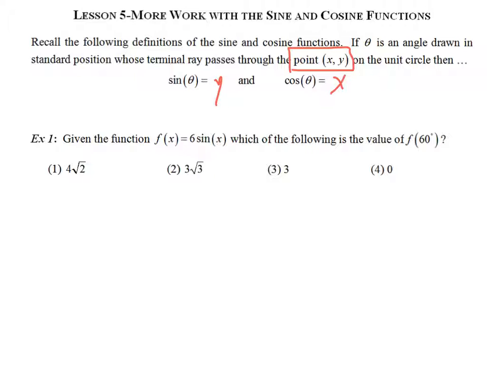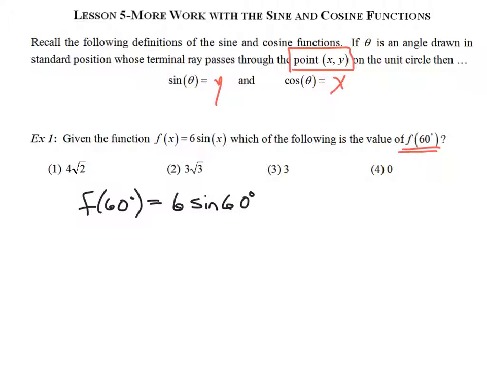So if I'm given the function f of x is equal to 6 sine of x, I want to find the value of f of 60 degrees. So let's first of all write out what that function is. F of 60 degrees is really the same as 6 times the sine of 60 degrees.